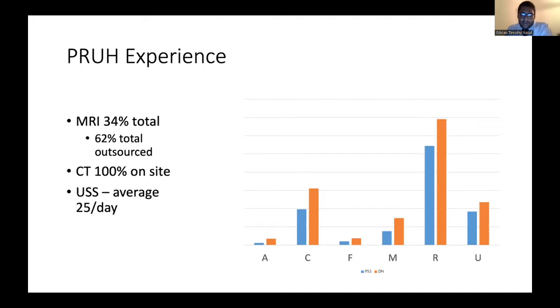On average, we do about 25 ultrasounds a day. And this is probably around similar to the average across most sites.